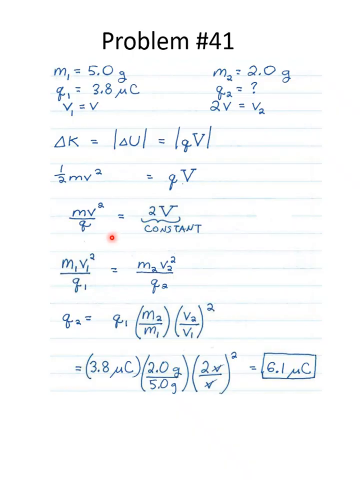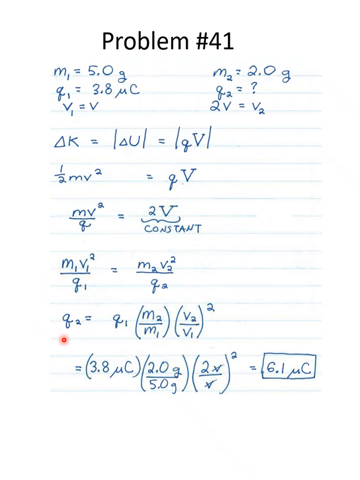And so recognizing that mass times speed squared over charge remains constant, I'm going to set up this ratio: m1 v1 squared over q1 equals m2 v2 squared over q2. Using this technique is great because now we don't care about a lot of the information that wasn't given, meaning we were never actually given what the velocity is. We were never given what the potential is, but that's okay. We don't need those. I'm solving for what it asked me to solve for, so Q2.